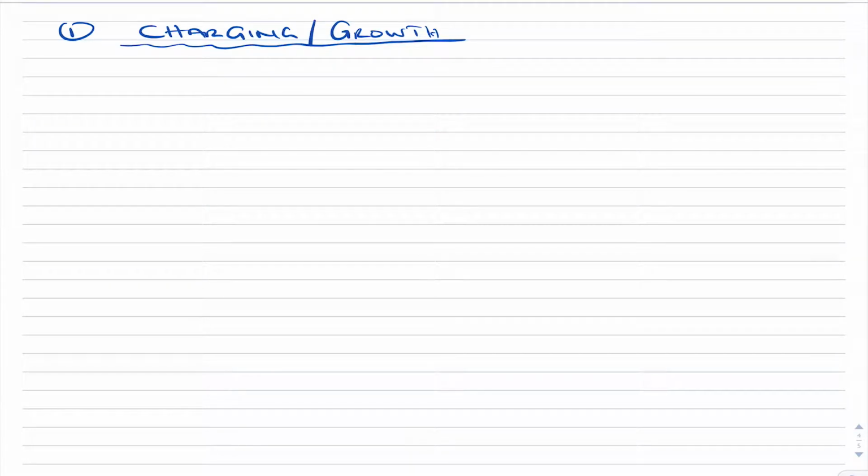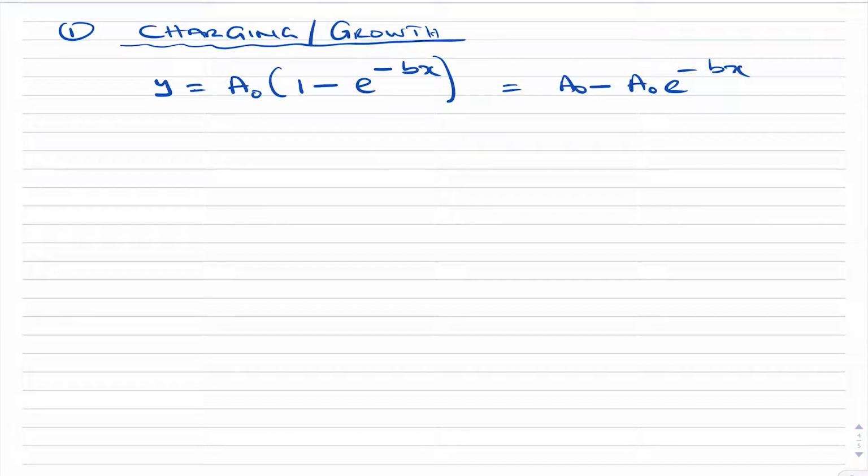So the typical function in this case is y equals a naught into bracket 1 minus e to the power minus bx. And then we can rewrite that function, when you expand it, as a naught minus a naught e to the power minus bx. In this case, the variables are y and x. So when we're sketching the graph, we can see what we're sketching.